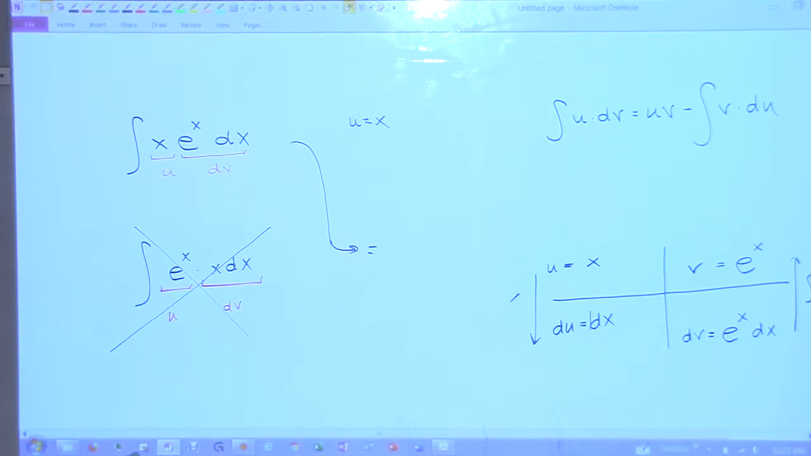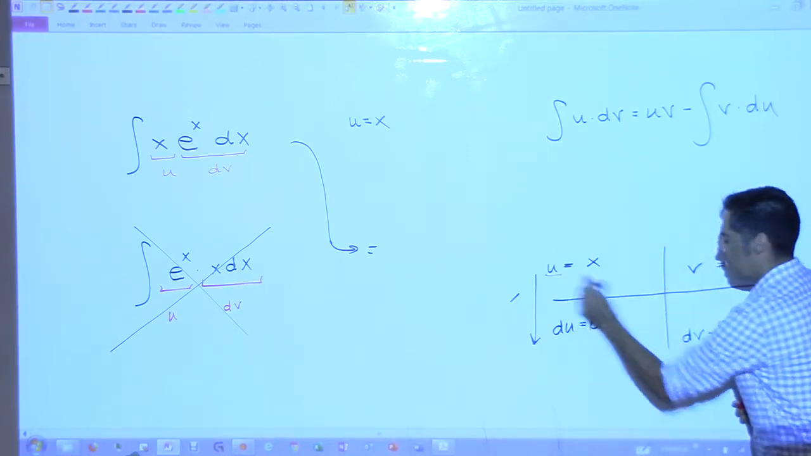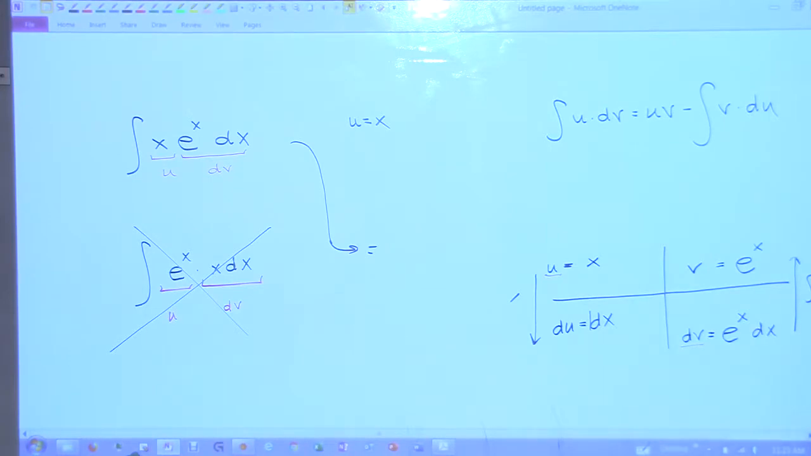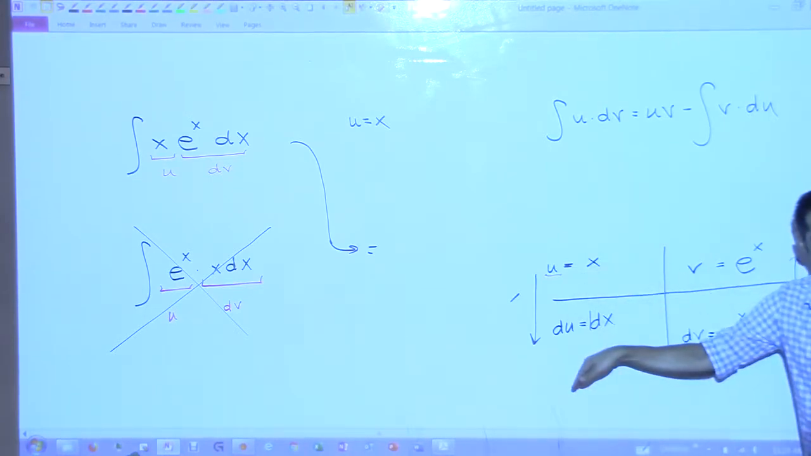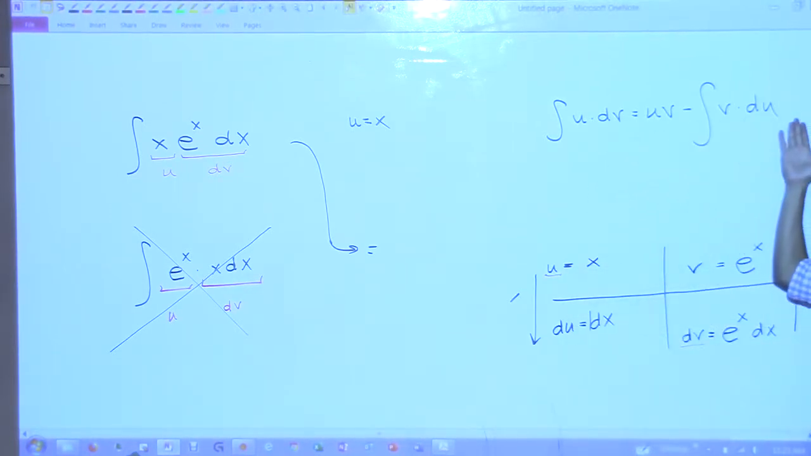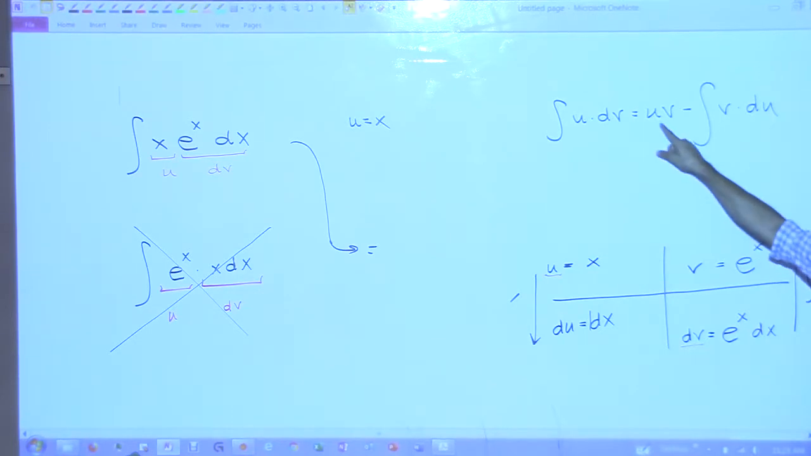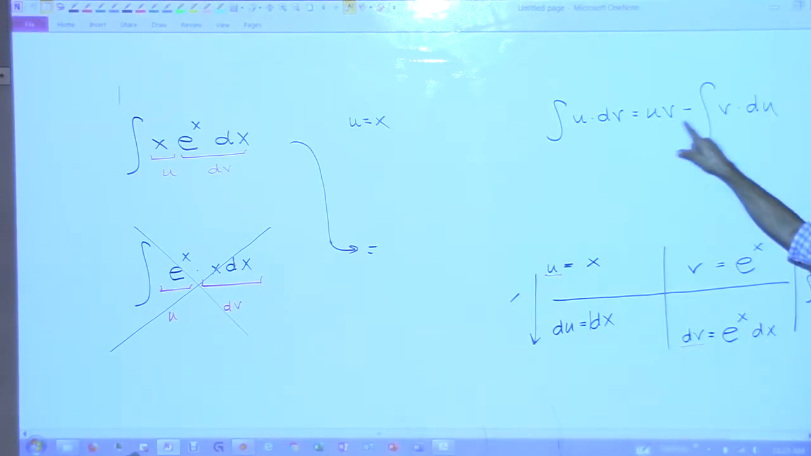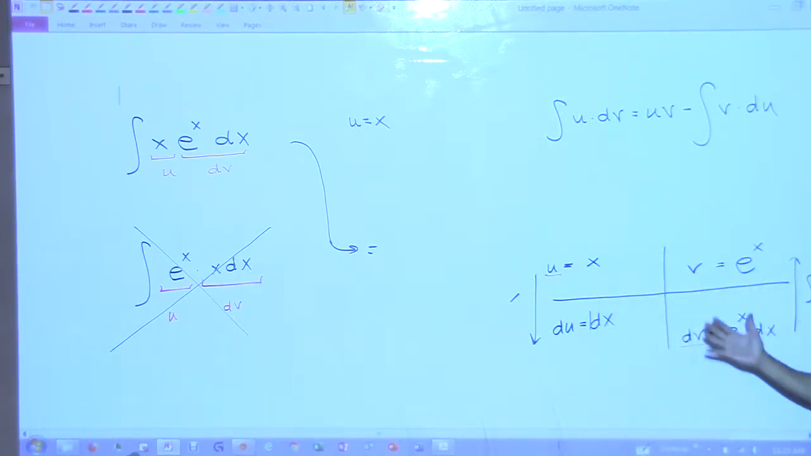So if you are, that's the antiderivative, down here. I'm always going to start by putting in the u and the dv, all right? And then I'll differentiate down to get du, and I'll integrate up to get v. Now, why is it that I want v, and why is it that I want du? Well, look at the formula, right? I'm about to use this formula, so I need to know what u is, I need to know what v is, and I need to know what du is. And this table contains all of that information, all right?